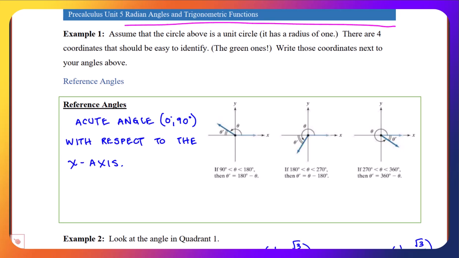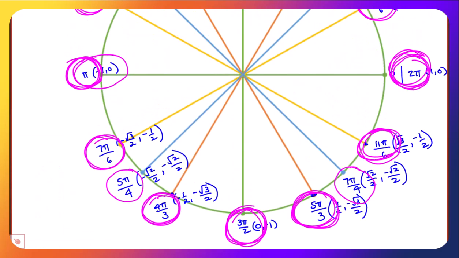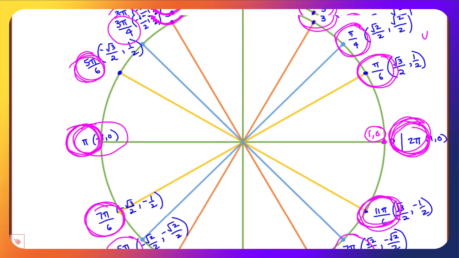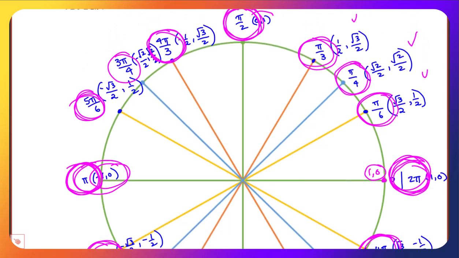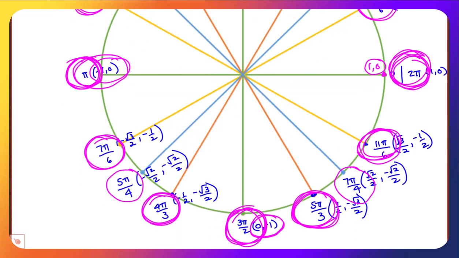In example 1, they want you to find 4 coordinates that are easy. So if you go back in the unit circle, this is the point 1, 0. This is the point -1, 0. This is the point 0, 1. And this is the point 0, -1. Those 4 should be easy because they're 1 unit away from the origin.